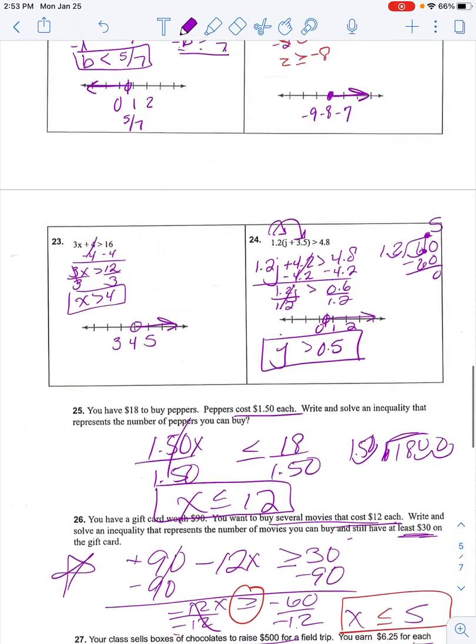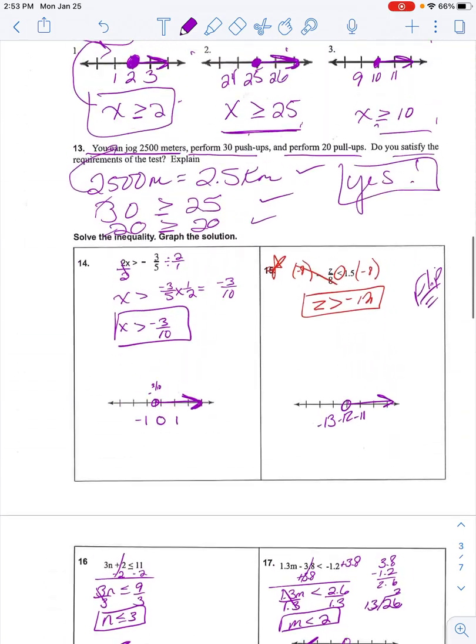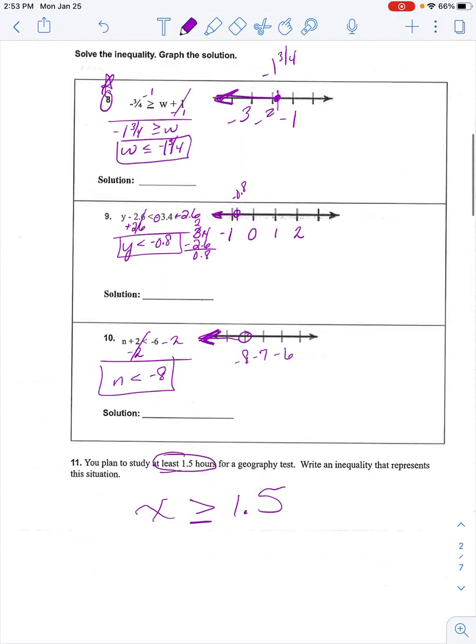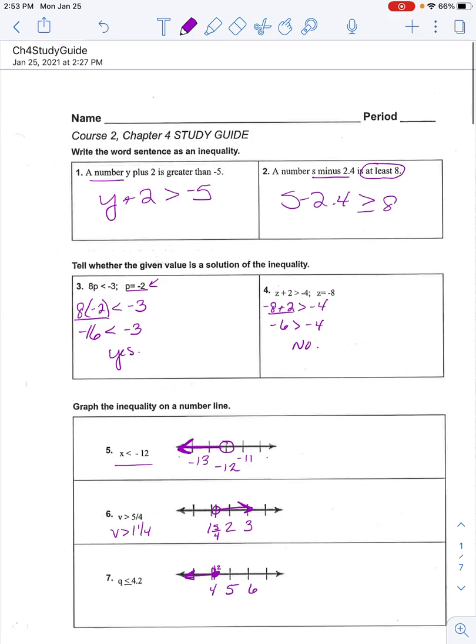Alrighty, period 4, that was fast, but you have the opportunity to go back, review, re-listen, rework. IXL and Canvas to get you prepared for the test. Email me.